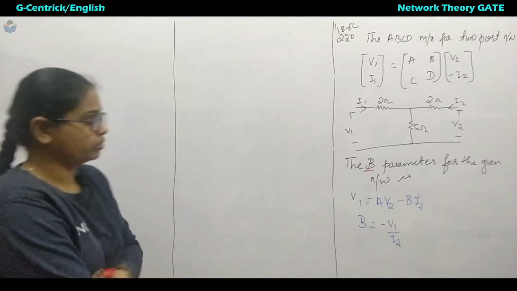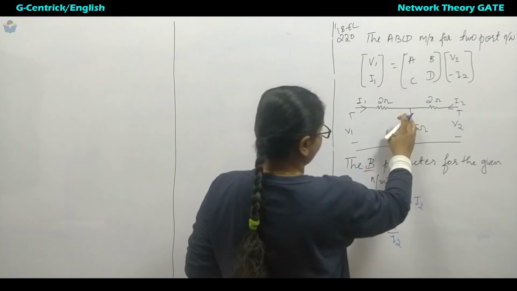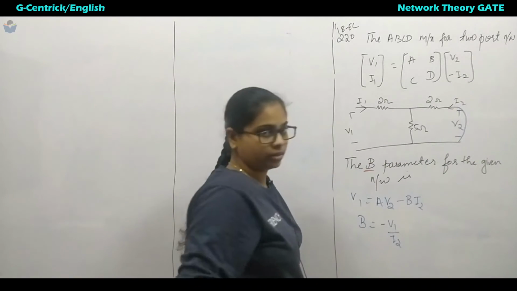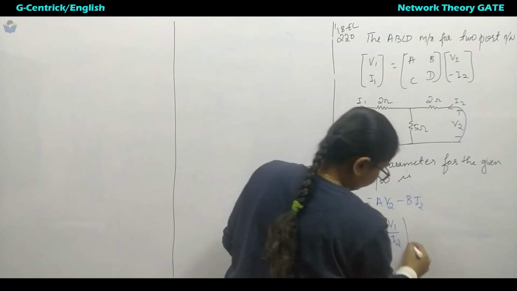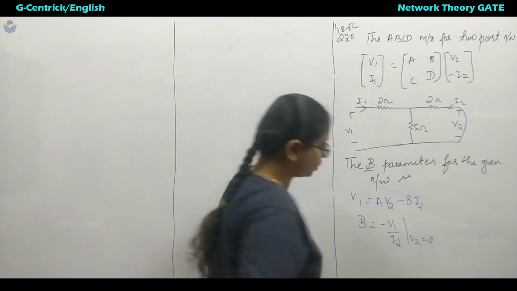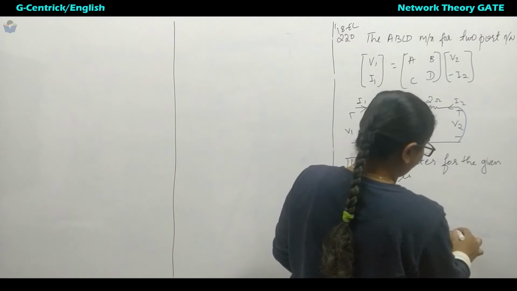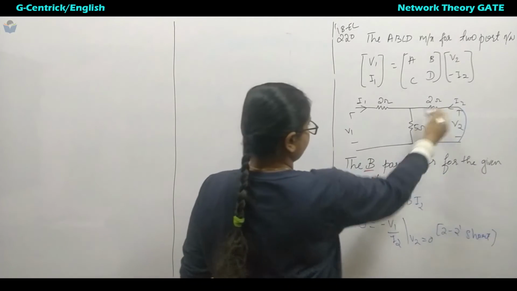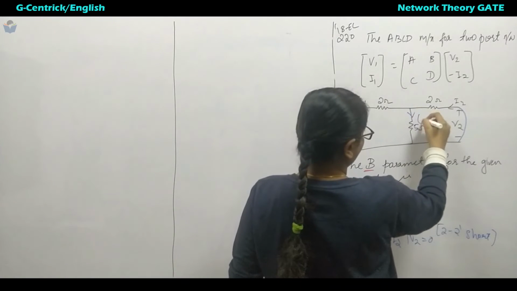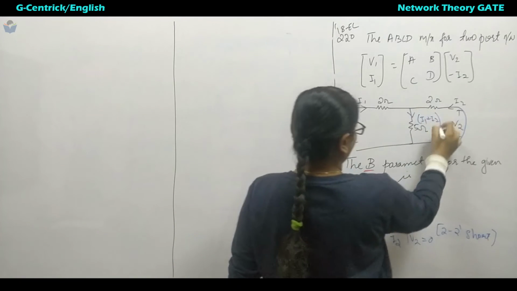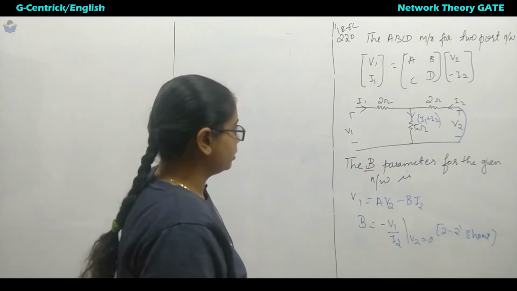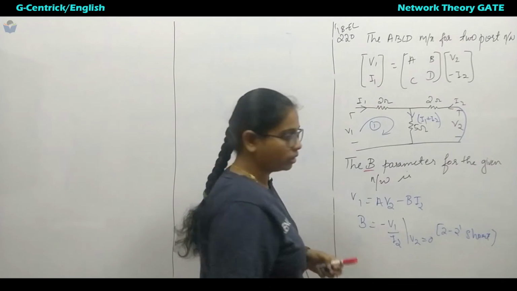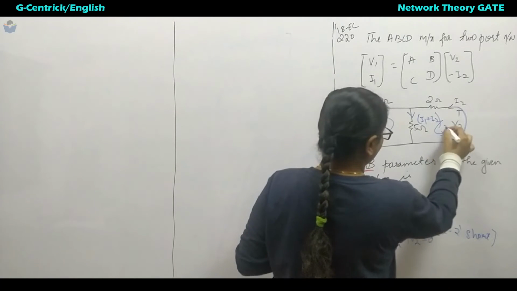Now here you see, here is the current I1, here is the current I2. We are going to short this one, because we have taken V2 equal to 0, that is, when 2 dash is shorted. Now this is I2, here is I1. So what will be the current flowing in this one? It will be I1 plus I2. Now I can apply KVL in these loops. This is loop 1 and this is loop 2.